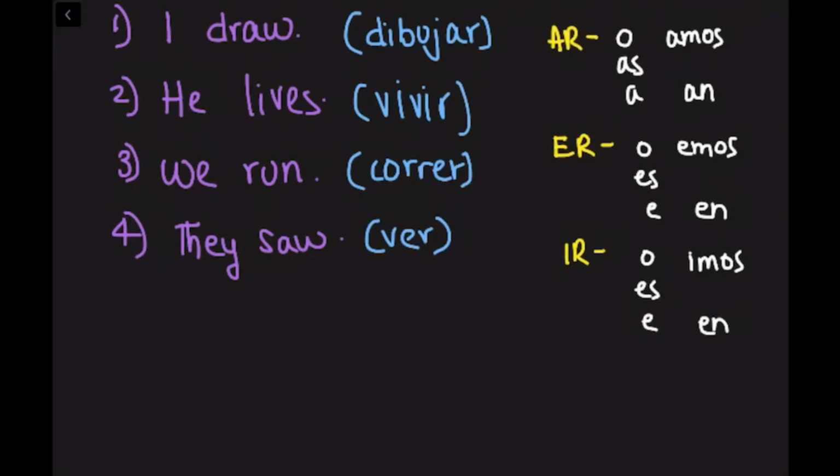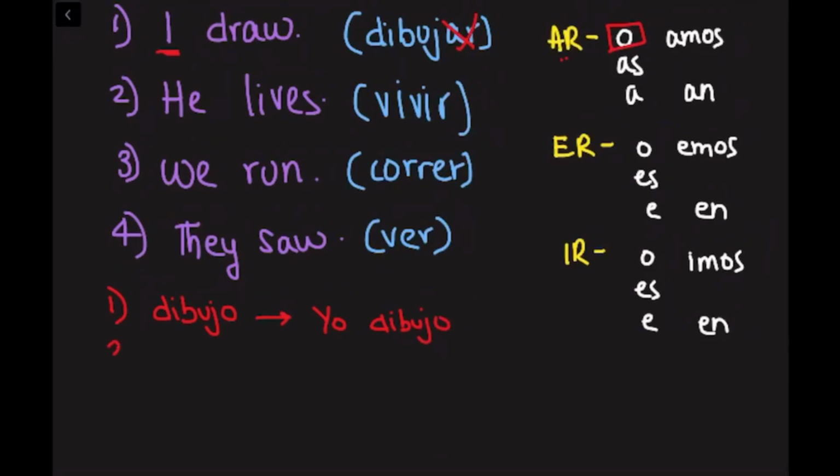Alright, let's get started. The first one is dibujar. So I cross out the A and the R to get the stem, and I end up with dibuj. Now, I see that this is an AR verb, and I'm looking at the I or the yo form. So I go to the table, and I see that in the AR form, the yo form ends with an O. So I add an O to the end of my stem, and I end up with dibujo. So the sentence translated would be, yo dibujo.